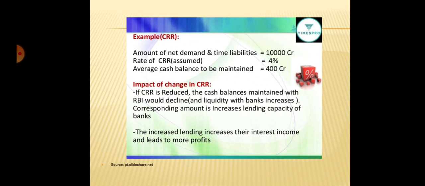Suppose the amount of net time and demand liability is 10,000 crores. The rate of CRR is assumed to be 4%. In that case, the amount of CRR will be 4% of 10,000. That is, the average cash balance to be maintained is equal to 400 crores. Now, what is the impact of a change in the CRR on the economy? If CRR is reduced, the cash balance maintained with the Reserve Bank of India would decline and liquidity with banks increases. The corresponding amount increases the lending capacity of banks. The increased lending increases the interest income and leads to more profit.